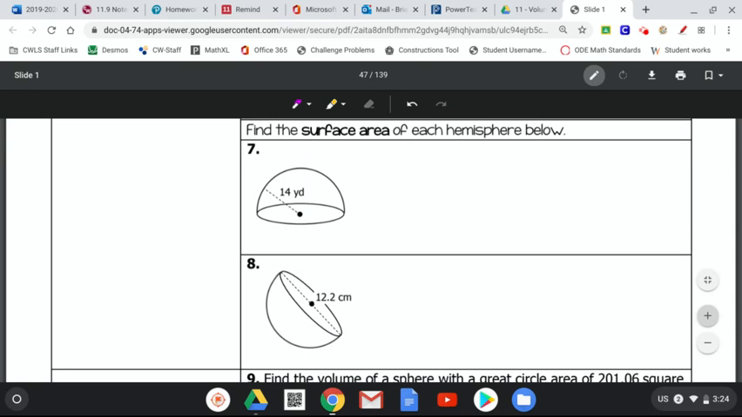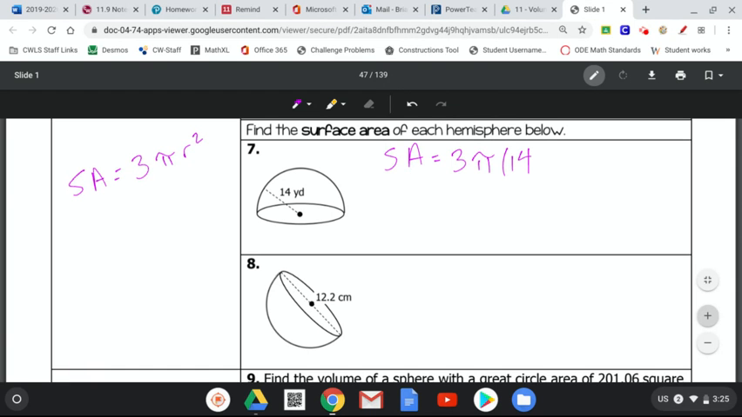Now, the next thing is we have to find the surface area. So the surface area formula was 3 pi r squared. So for number 7, our surface area is going to be 3 times pi times our radius. It's going to be 14. It looks weird, but remember, there's a bunch of different radii in that circle. They're just giving you one, okay? So it goes from the center to the outside of that hemisphere there. So it's going to be 14.